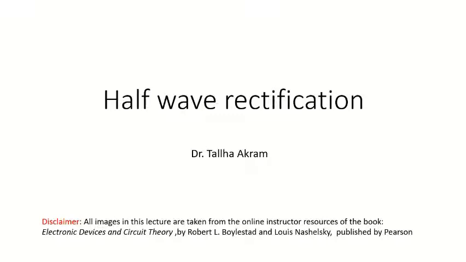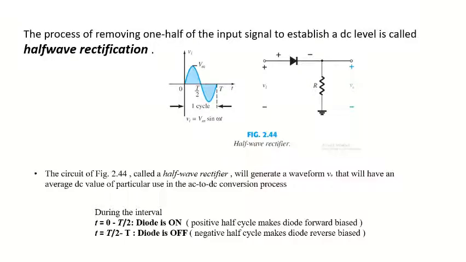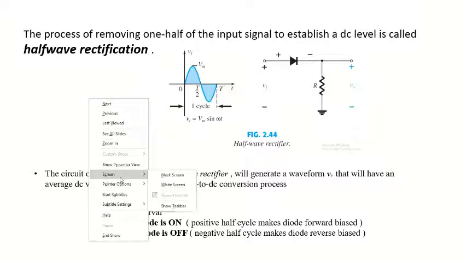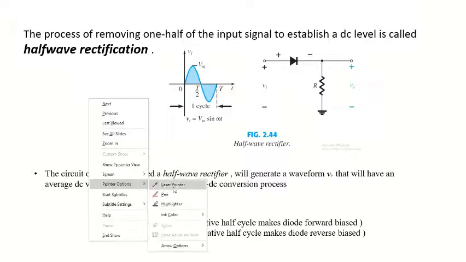In today's lecture we'll discuss half-wave rectification, which is an expansion in the diode analysis and will include time varying functions such as the sinusoidal waveform or the square waveform. In the previous lecture we discussed the series and parallel combination of diodes. The process of removing one half of the input signal to establish a DC level is called half-wave rectification.